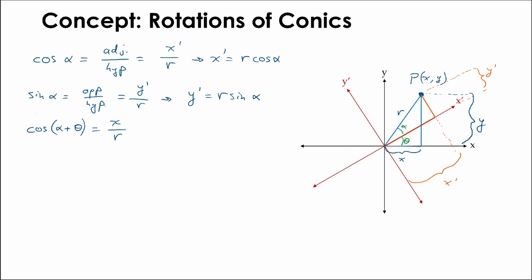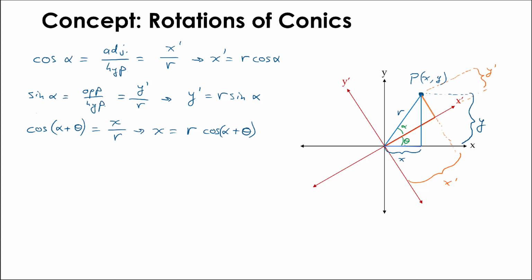Okay, well that's just going to be x over r, right? Hopefully you can see that with this blue triangle that we set up here. X over r. So again, if we solve that for x, then we just multiply by r on both sides. We get x equals r cosine of alpha plus theta.